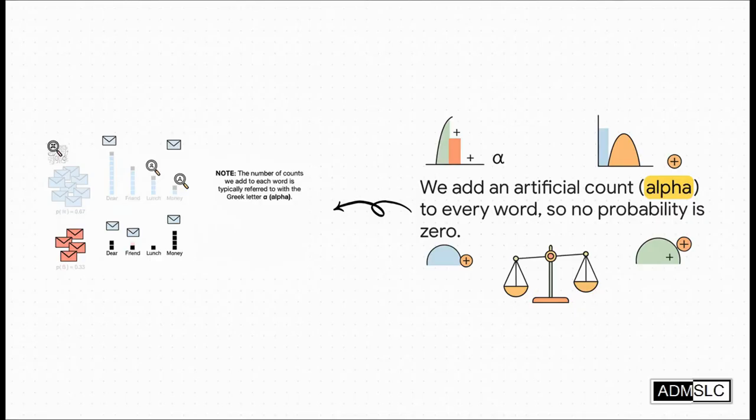So how do we fix it? Here's how it works. We go back to our original frequency tables and we add 1 to the count of every single word, even words that never actually appeared. This little value we add is called alpha. It's like we're pretending we've seen every word in the dictionary at least once. This simple trick makes sure that no word's probability can ever be absolute 0.